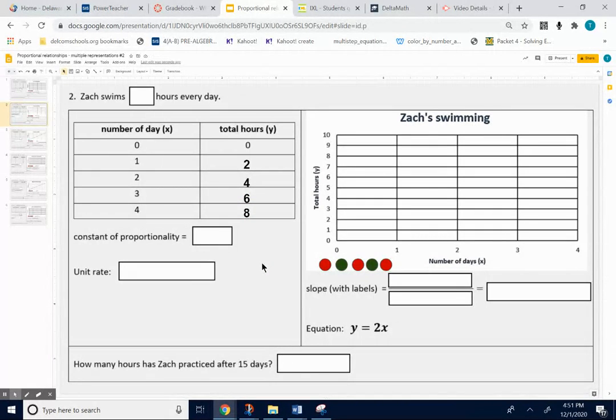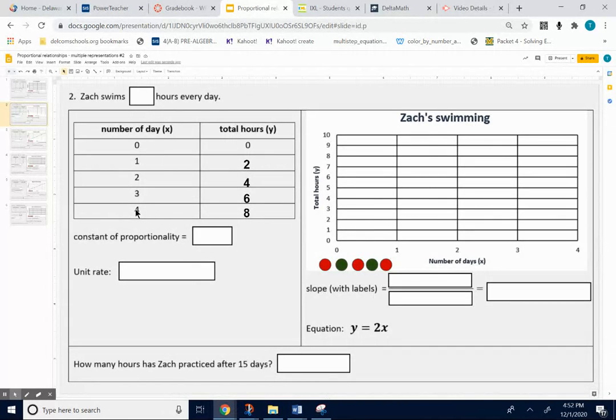Once I have my data table, I'm going to start thinking about constant of proportionality and unit rate. Maybe take a peek at my sentence. I see the word Zach. Zach swimming every day, so many hours every day. So I can think about my constant of proportionality. My data table, I'm telling you these are proportional. You don't have to worry about are they or are they not. It is proportional. Constant of proportionality is whatever y divided by x always is.